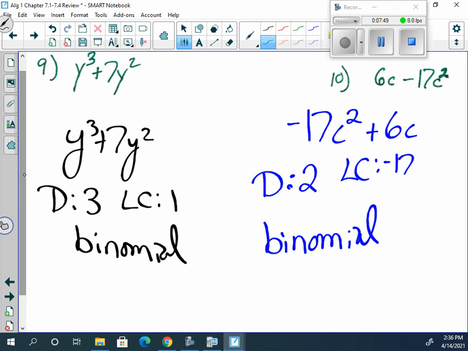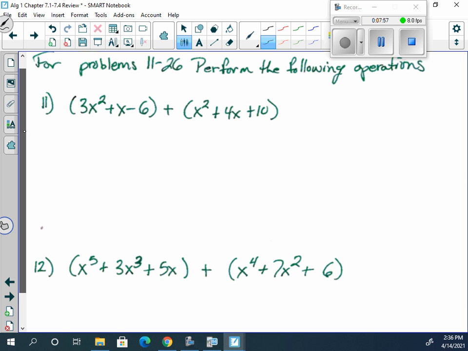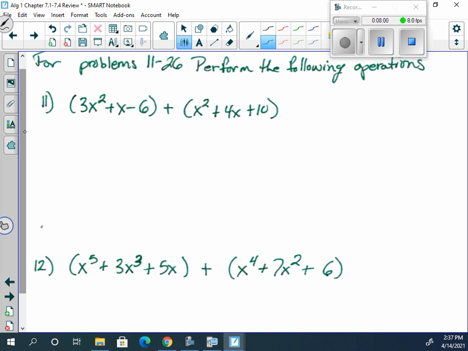Any other questions on these here so far? Okay. Perform the following operations. So we'll look at one with addition, one with subtraction, one with each of the different types of multiplication. We'll look at number 11. Number 12 I threw in there just because.